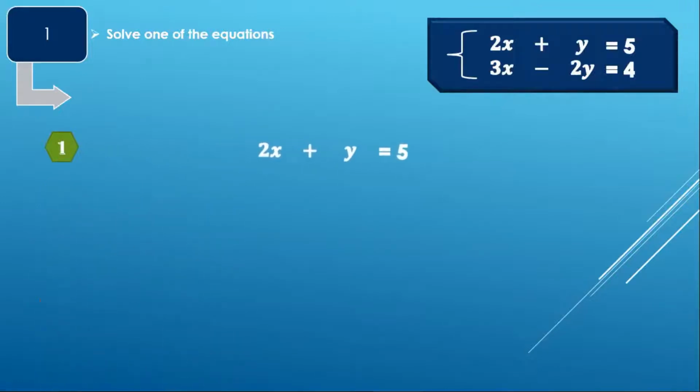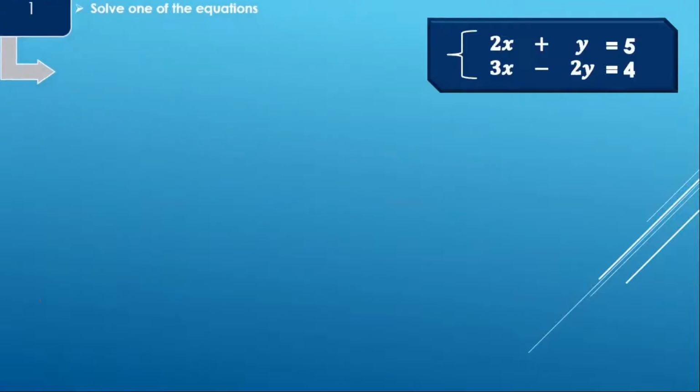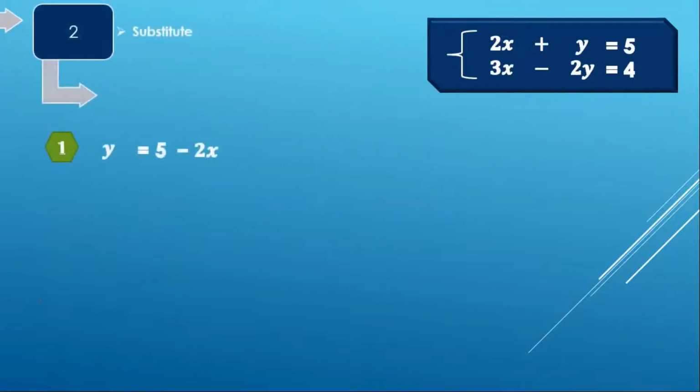I'm going to solve equation 1. There doesn't seem to be an advantage to either of them in this case. And I'm going to solve it for y. I take 2x away from both sides, and I get y equals 5 minus 2x. Note, it doesn't matter which equation I solve or for what variable I solve.